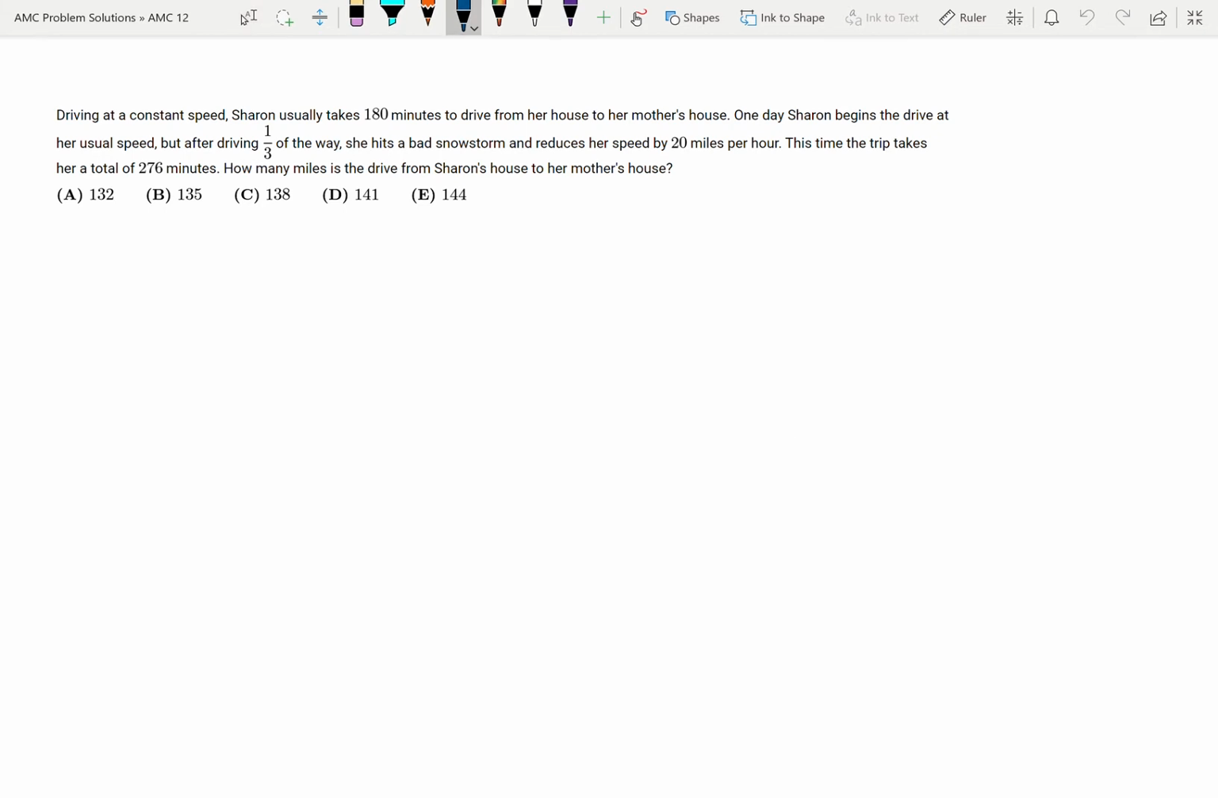So, with this problem, I'm using the equation rate times time equals distance, and the first obvious thing I can do with that is I'm going to use hours here. So normally it takes her 180 minutes to do it. That's equal to 3 hours. So basically 3 times her rate equals the distance. So that's the first equation.